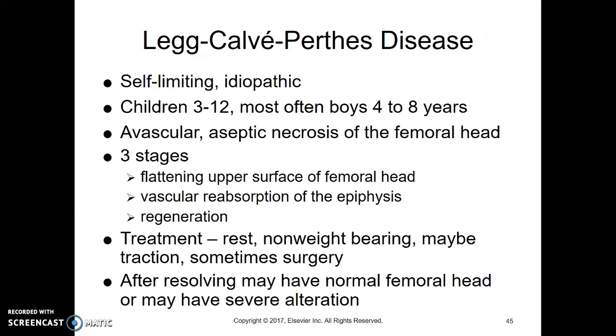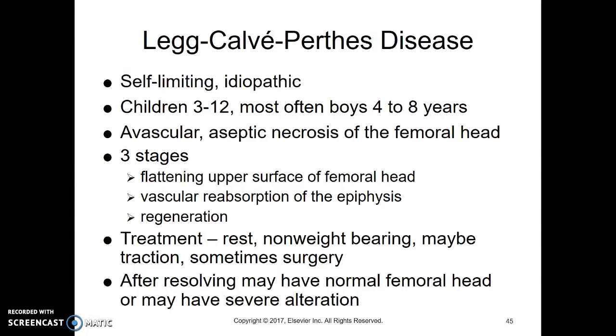Legg-Calvé-Perthes Disease. This is self-limiting, so it doesn't go on forever. It will get better, and it's idiopathic. We don't really know why. A lot of thought is that it has to do with kind of overuse, but we don't know. Usually happens, well, between 3 and 12, but most often it's boys between 4 and 8 years old.